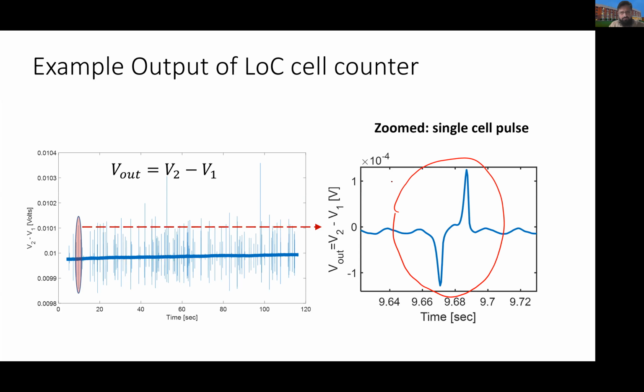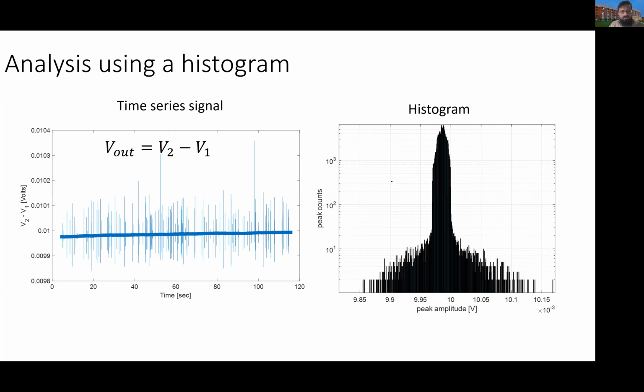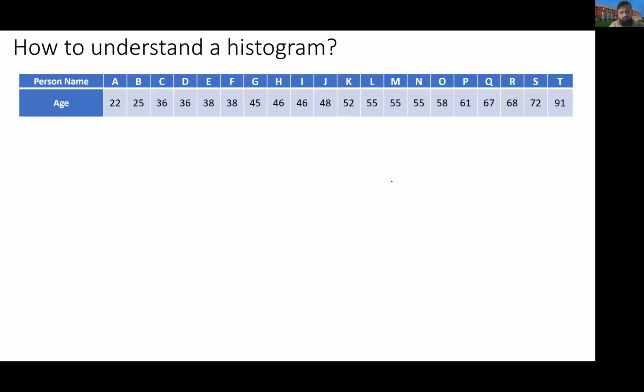So, okay, we have to actually do the counting. Visually we can see that there are a lot of cells. How to count those cells is the next question. One way to count those cells is first to draw a histogram. A histogram is nothing but a way to look at the data distribution.